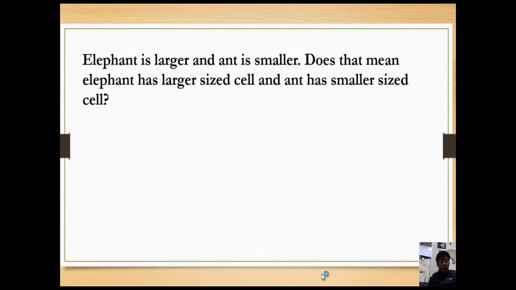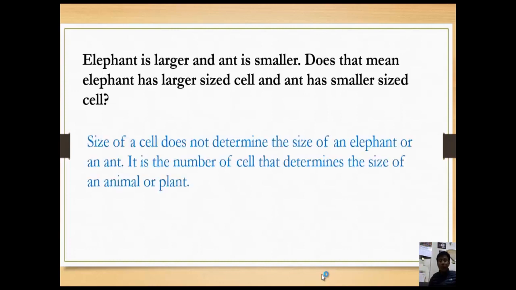Now let's reflect on this statement. Elephant is larger and ant is smaller. Does that mean elephant has larger size cells and ant has smaller size cells? Let's reflect on it. The size of a cell does not determine the size of an elephant or an ant. It is the number of cells that determines the size of an animal or a plant. So if the animal is larger, we should not assume that it has larger size cells, or that the ant is smaller because it has smaller size cells. All the cells are of similar sizes. But the larger the animal, the more the number of cells; the smaller the animal, the lesser the number of cells.